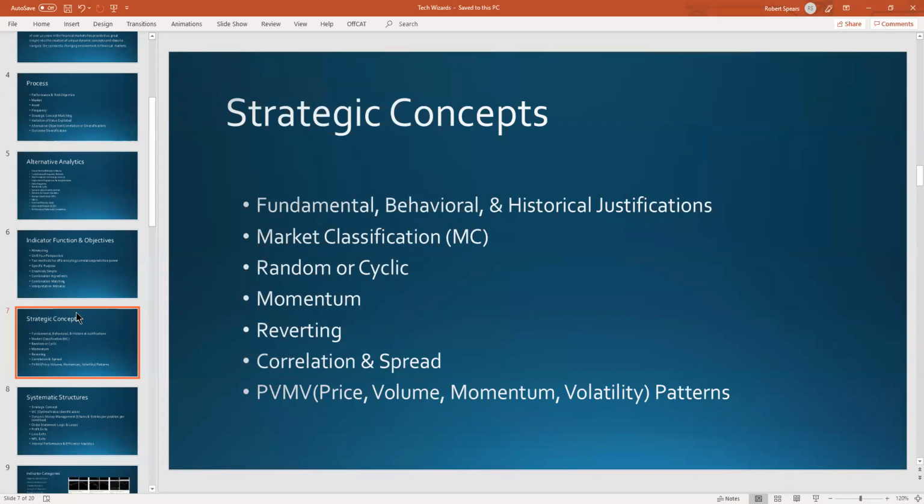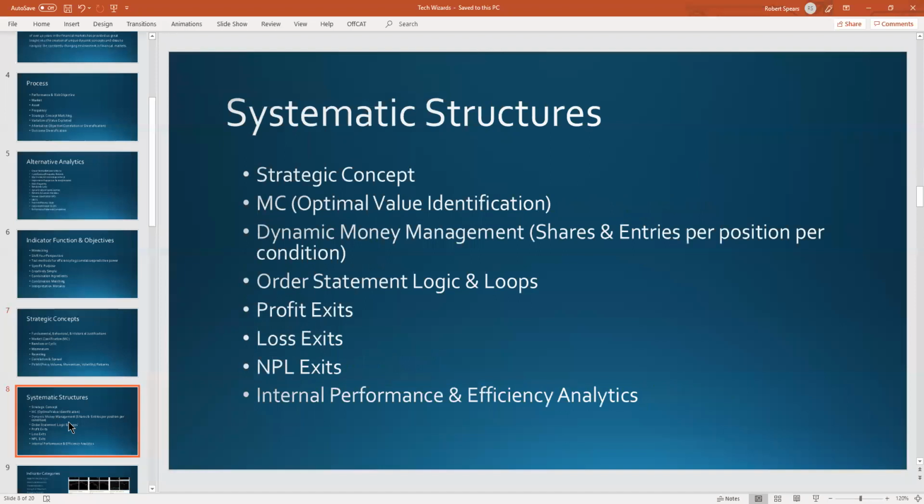And here are some of the systematic structures. If you could imagine, on top you have the strategic concept, right? Whether that be momentum, reverting, correlation, spread. And then you have market classification to determine the optimal value, right? The optimal target price for that identified market environment in the substructure. And then dynamic money management.